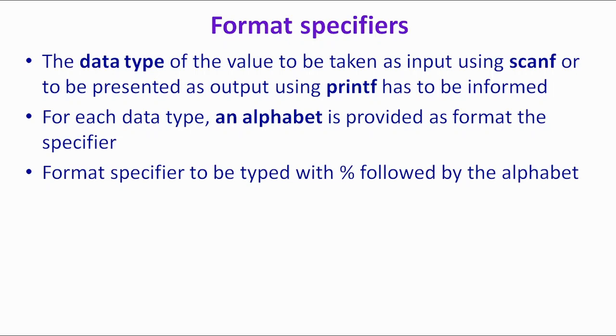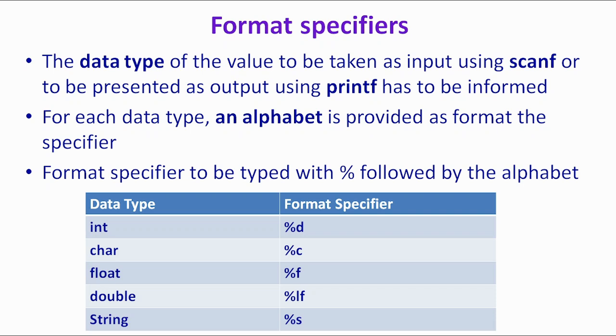To use a variable in either scanf or printf, we need to form the format specifier for that variable by choosing the alphabet meant for its data type and combining it with the percentage symbol. These are the various format specifiers to be used for the different data types. For example, if the data type of the variable is integer, then we should use %d as the format specifier. Similarly, for each data type, we must use the proper format specifier.